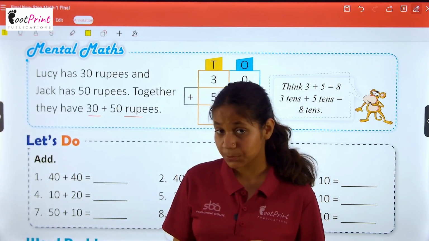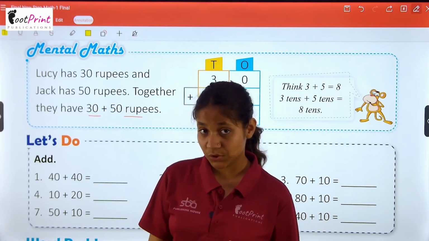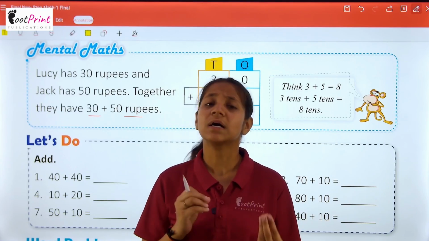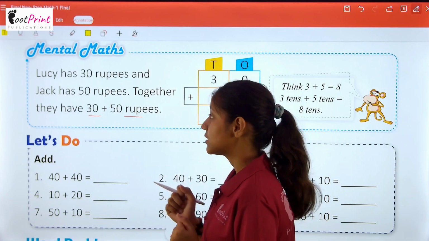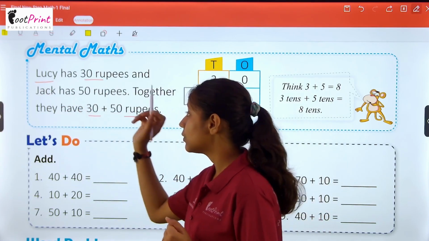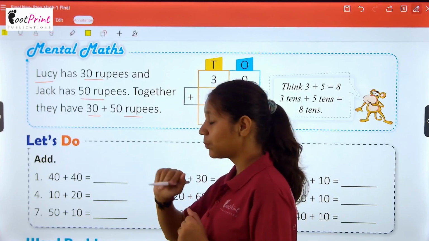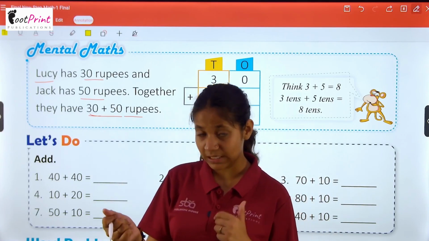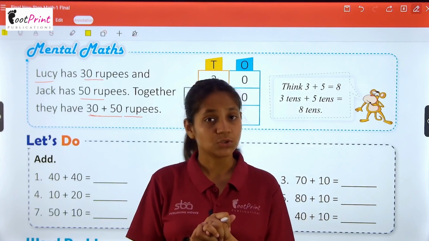आपको पता है ना word problem क्या होती है? हमें कोई situation, कोई केस दिया होता है जिसमें से हमें digits को पकड़ के उनका calculation करना होता है. So simply here it is written that Lucy के पास 30 rupees है, Jack के पास 50 rupees है. Together उनके पास 30 plus 50 rupees है. That means 30 and 50. उन्होंने उसे together रख दिया.